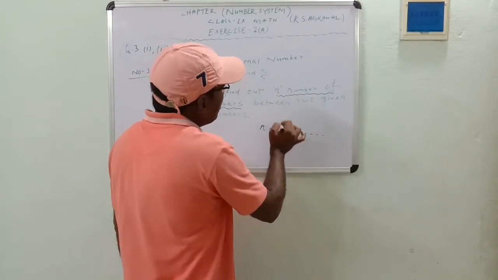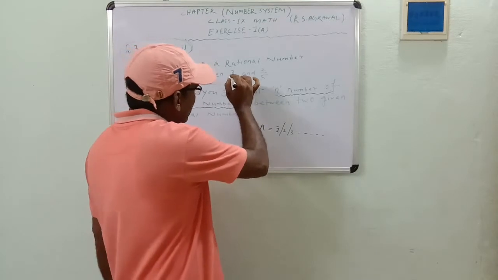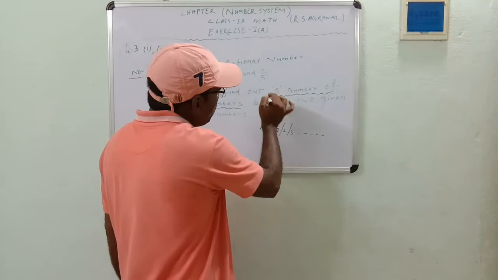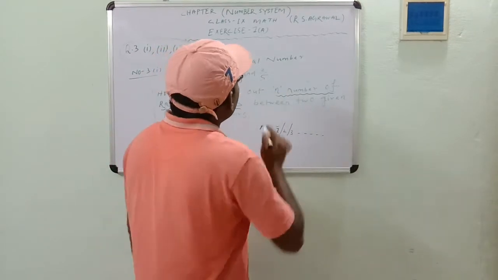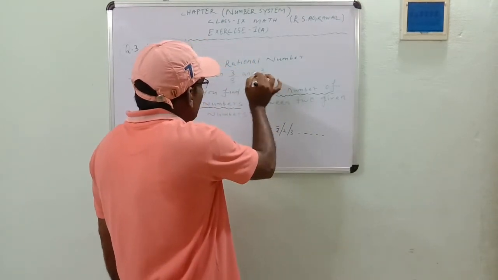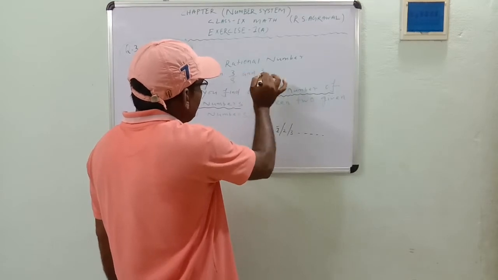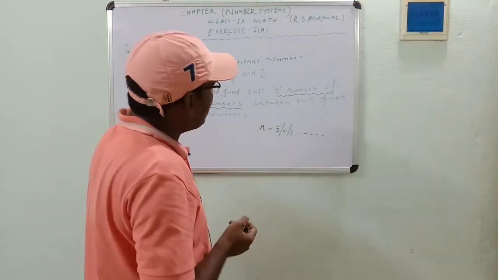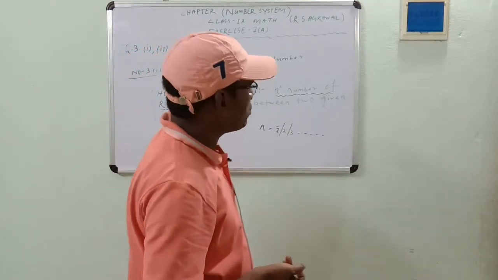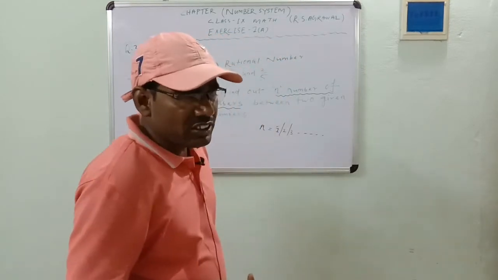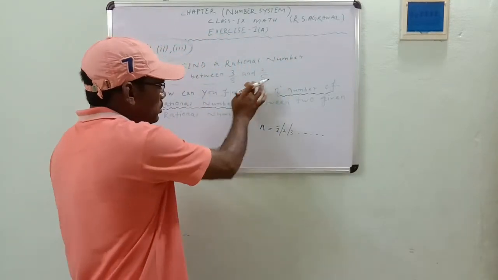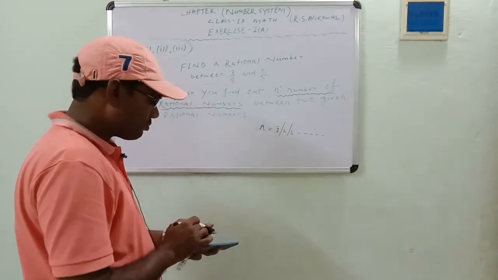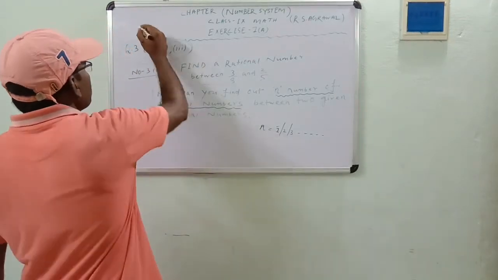If the value of n is 1, you will understand that you have to find one rational number between these two. If the value of n is 2, you will understand that you have to find out two rational numbers between these two rational numbers. So in this way you can find out any number of rational numbers between these two. Then what is the trick, what is the way? First note it.